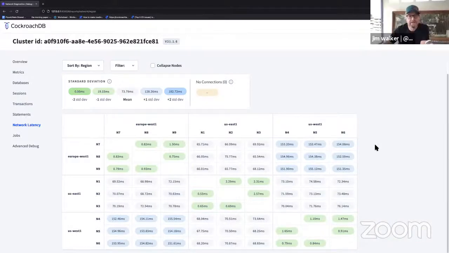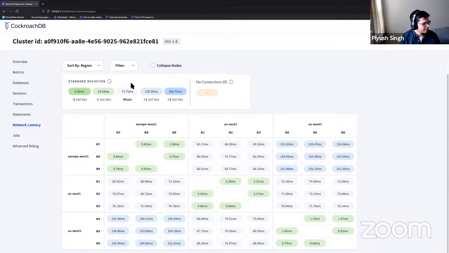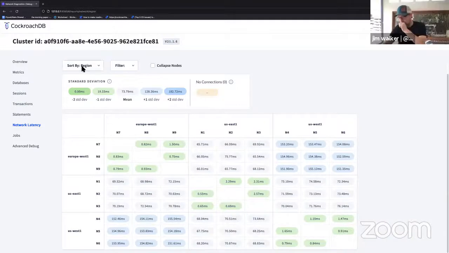What is in the standard div up top? What is that? What are you trying to communicate there, Piyush? Yeah, so the idea here is we want to show you what the typical latencies in your cluster look like, and then plus or minus one or two standard deviations. We like to color code it this way.